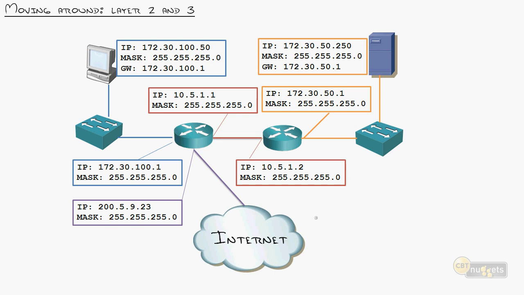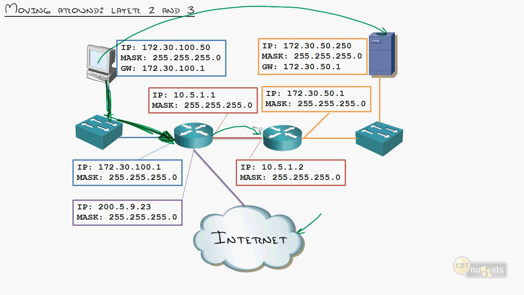I added this internet cloud here for a reason. When my device sends data and it ends up reaching this router, again the goal of the router is to figure out where to send that data based on its IP address. If I'm sending it to the server, it's going to go, okay, I know how to get there. I go out this cable right here.